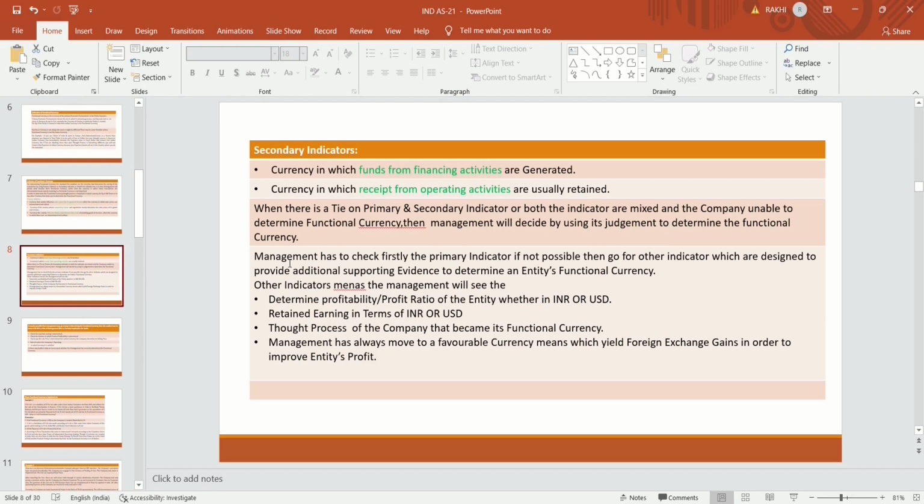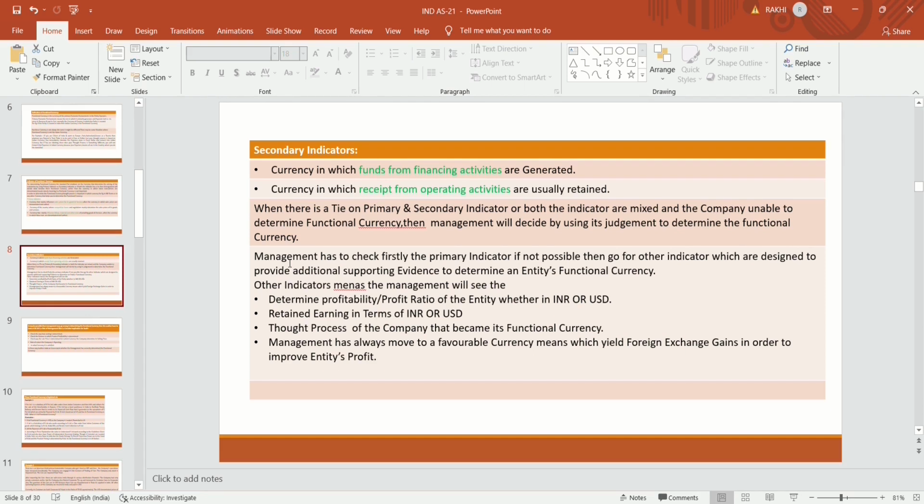First is the primary indicator. If there is a clash, then we will go for the secondary indicator, and if we are not able to determine the functional currency by using the primary and secondary indicators, then management will decide which functional currency they will take into consideration for preparing their financial statements. Where there is a tie on the primary or secondary indicators, or both indicators are mixed and the company is unable to determine the functional currency, then the management will use its judgment to determine the functional currency.